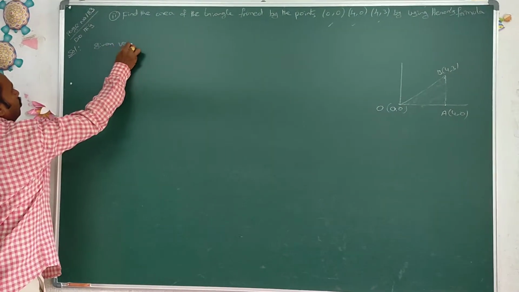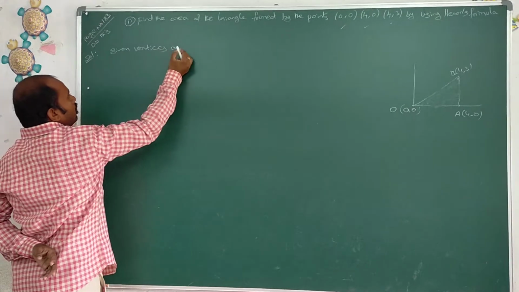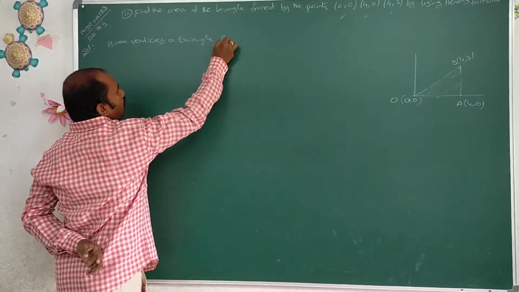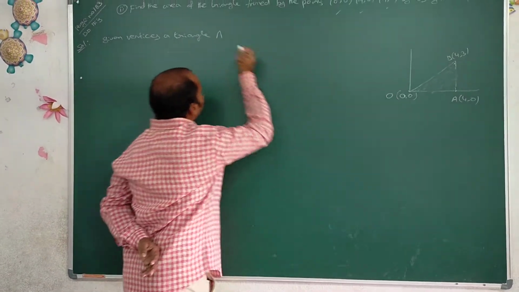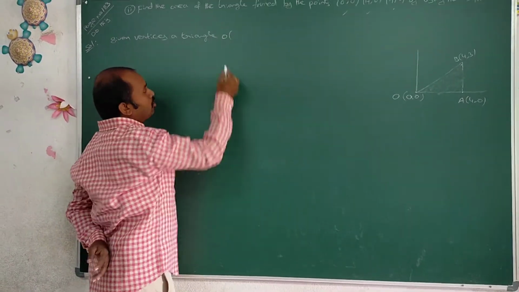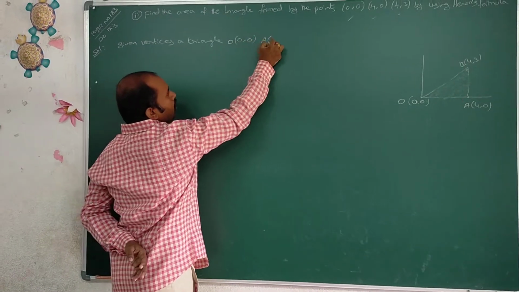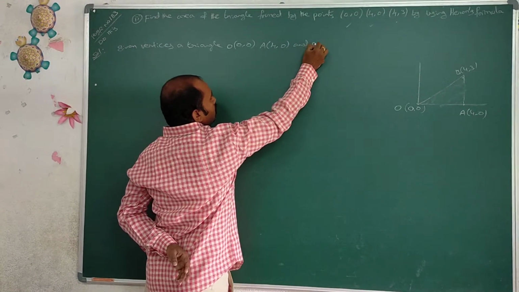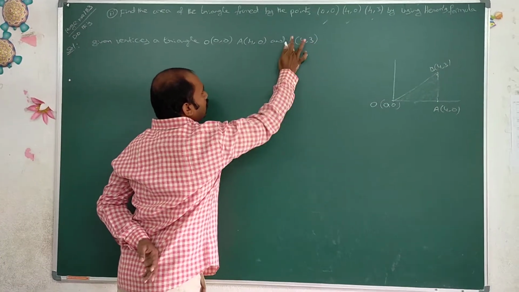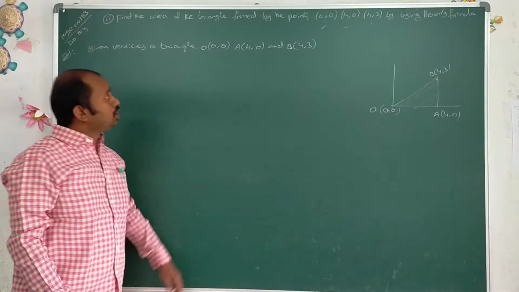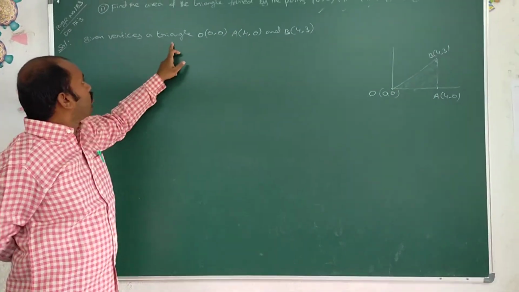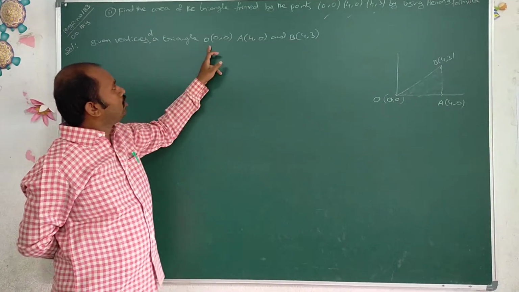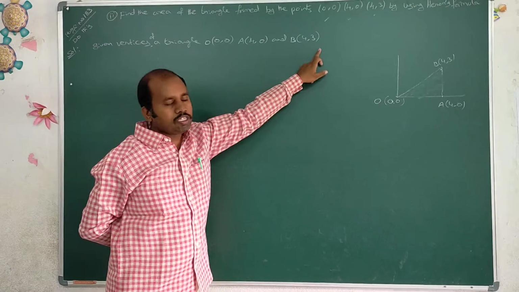Given vertices of a triangle. First one we have taken O, so you can write O. It means origin, 0, 0. Second one A, that is 4, 0. Next, third one B, 4, 3. So these are the given three vertices. Given vertices of a triangle 0, 0, 4, 0, 4, 3.